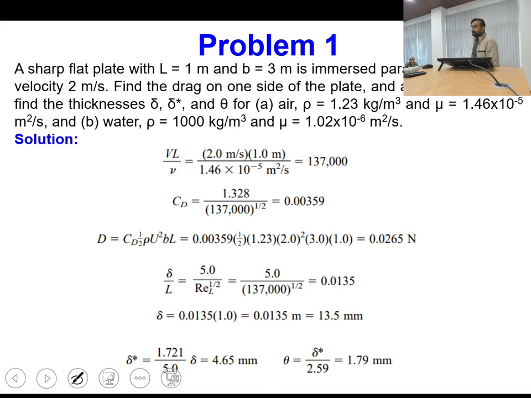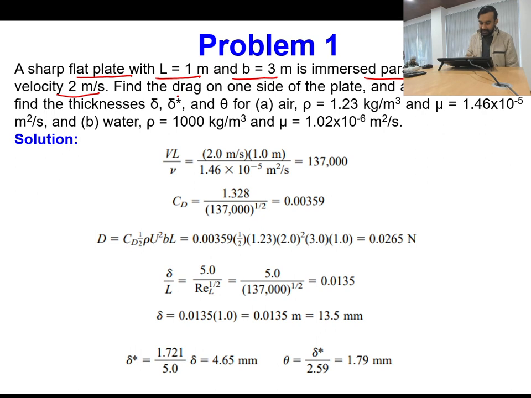Now it is important that whatever theory we have studied, we can implement it for practical conditions. To practice that we will be solving some numerical problems. The first numerical problem: we have a sharp flat plate with its length equal to 1 meter and width of the plate 3 meters, immersed parallel to a stream of velocity 2 meters per second. So the free stream velocity, capital U, is 2 meters per second, and we need to find the drag on one side of the plate.